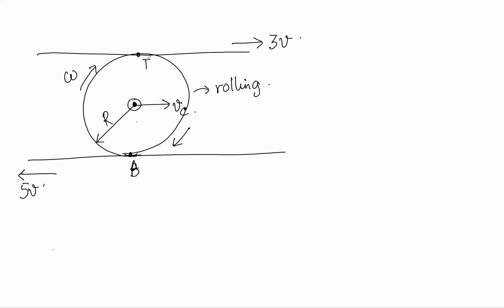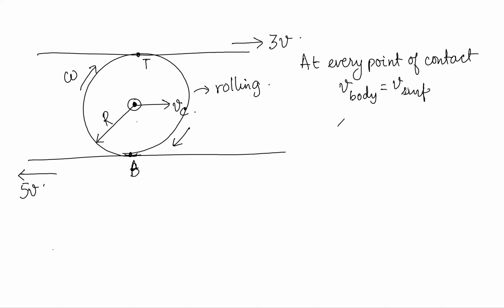So क्या करना है? At every point of contact, the velocity of the object should be equal to the velocity of the surface. So velocity of the body should exactly match the velocity of the surface because the object is in rolling motion. तो इस चीज को अप्लाई करो. Pause the video right now, apply this thing, see if you get the answer, and then you can play it.